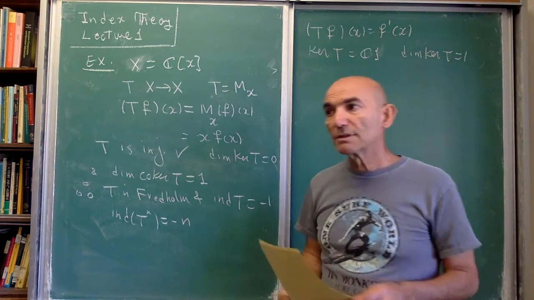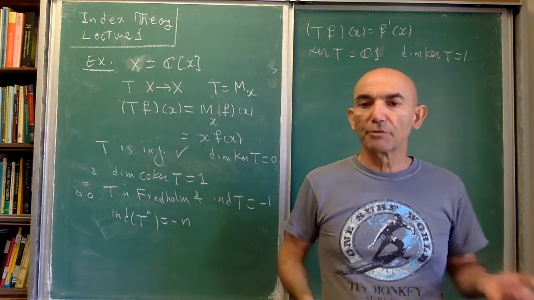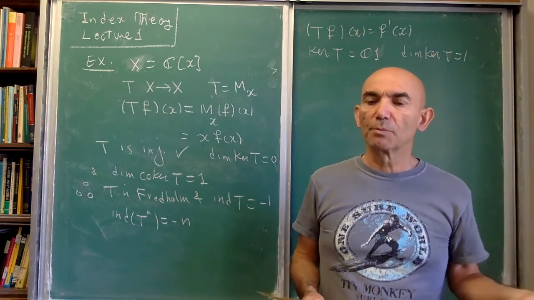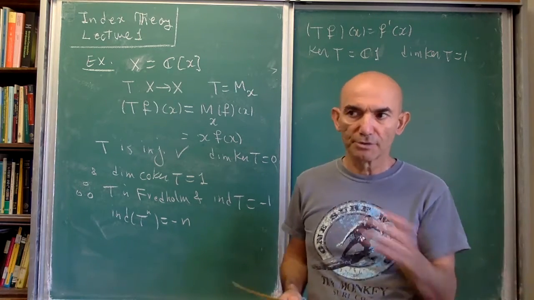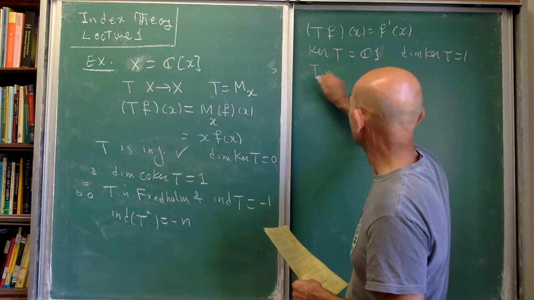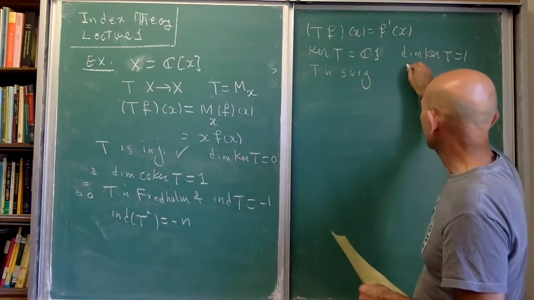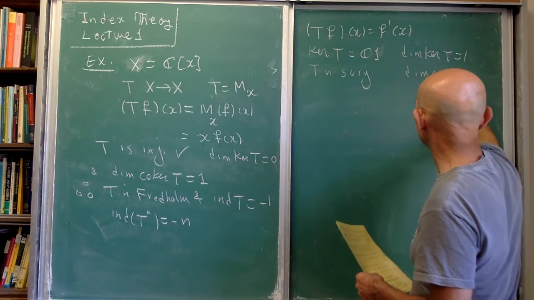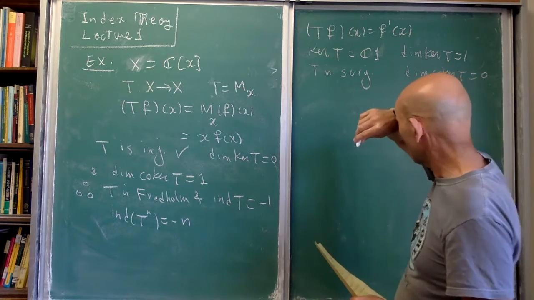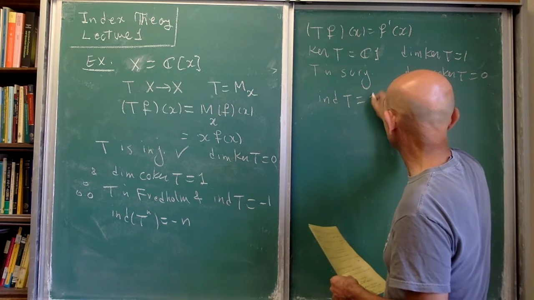But this operator is definitely surjective, because you can write any polynomial as the derivative of another polynomial by taking the antiderivative, which is going to be a polynomial, and then taking the derivative of the antiderivative. So T is surjective. So the dimension of the co-kernel is 0. So we get indeed that the index of T is equal to 1.